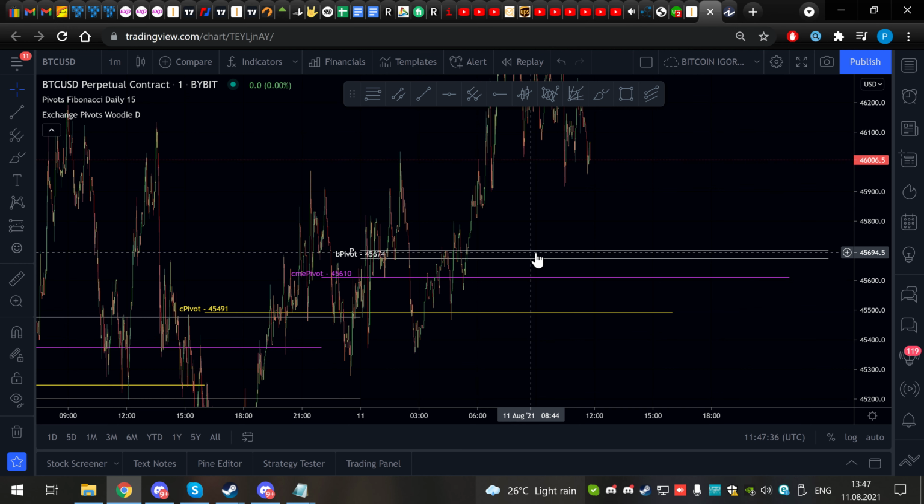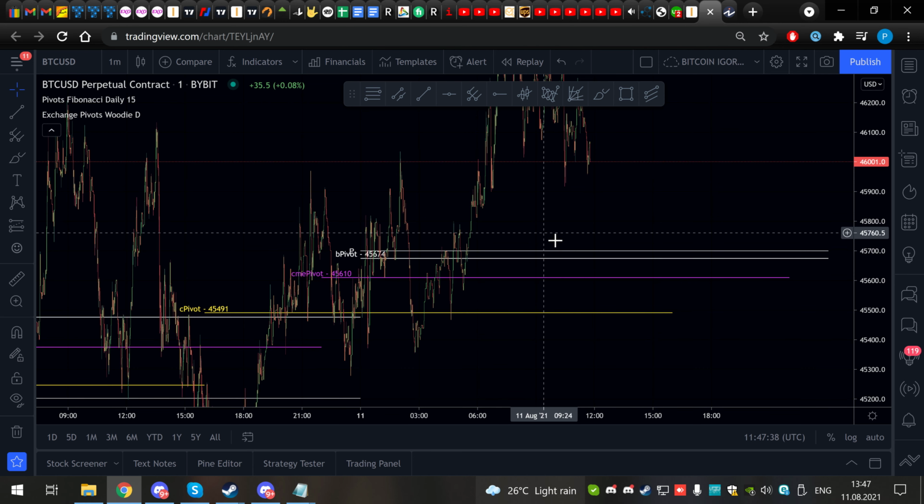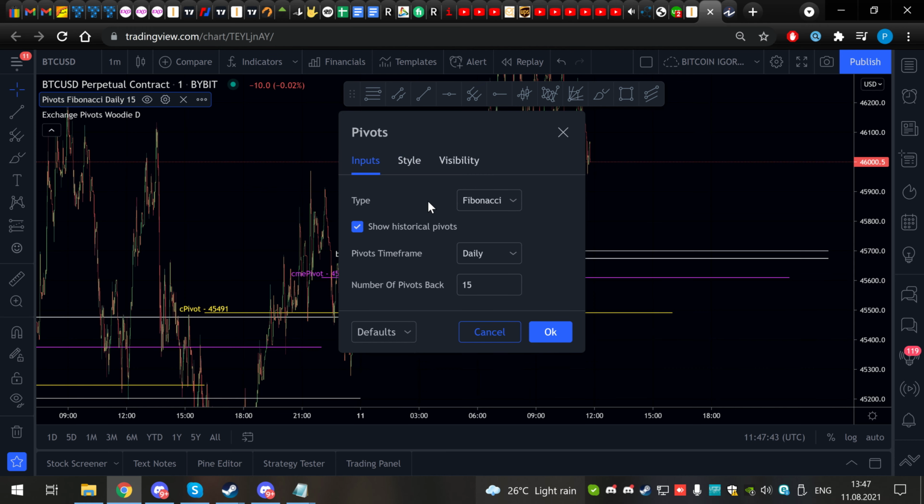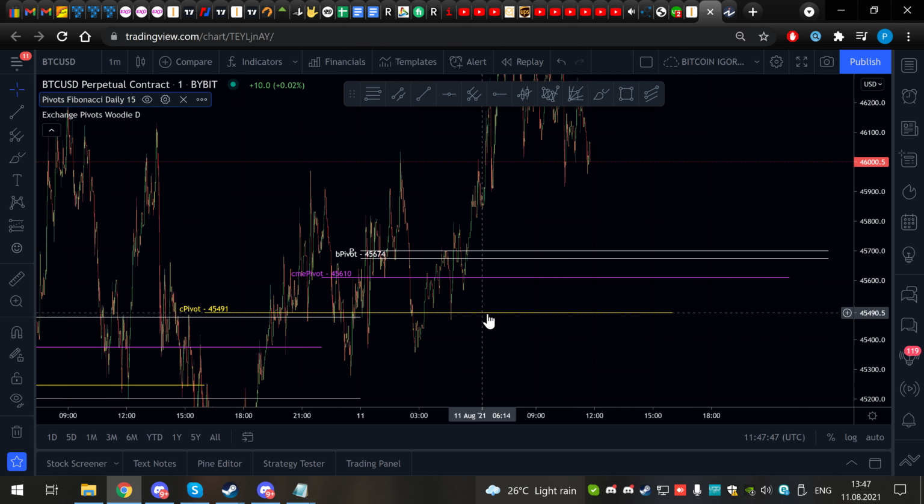I know it's four levels, it's quite too much, but you can just mark it, or you can make one TradingView window just for pivot points. This is a pivot based on Fibonacci, because all those three or four are based on Woody, but we want one Fibonacci pivot as well to see.